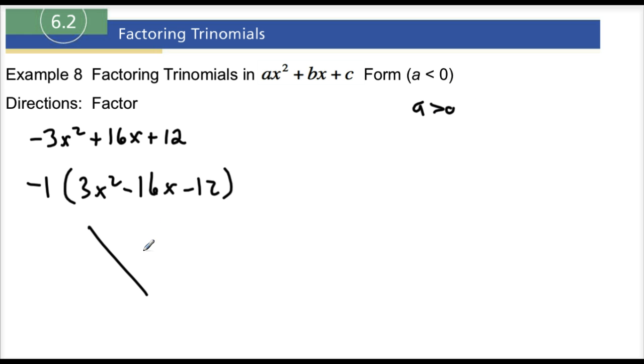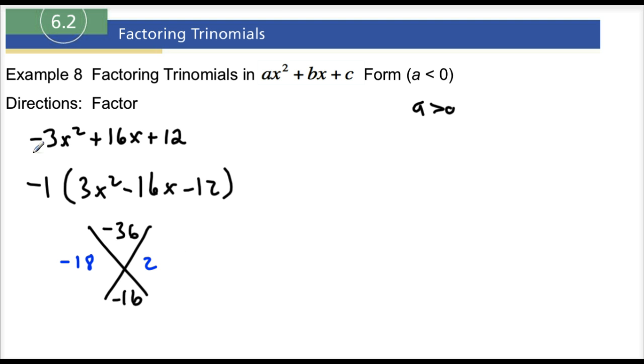So now I have to do my diamond when I multiply this, and so I'll get negative 36 and negative 16. Let's see here. 18 and 2, and I want that to be a negative 16, so negative 18 and 2 there.